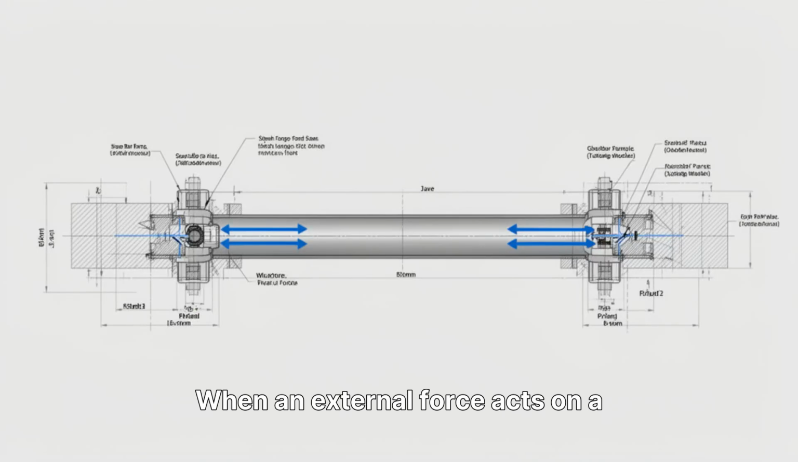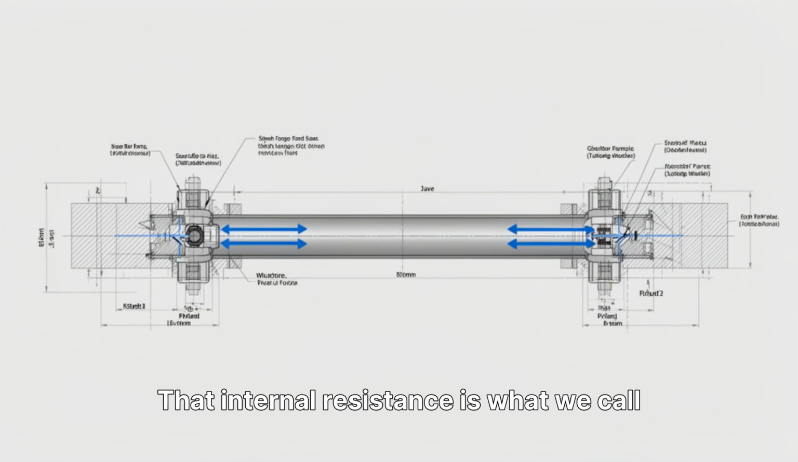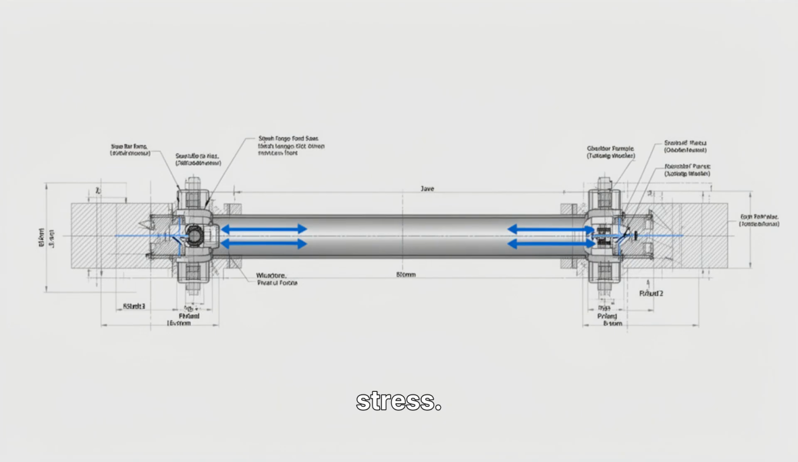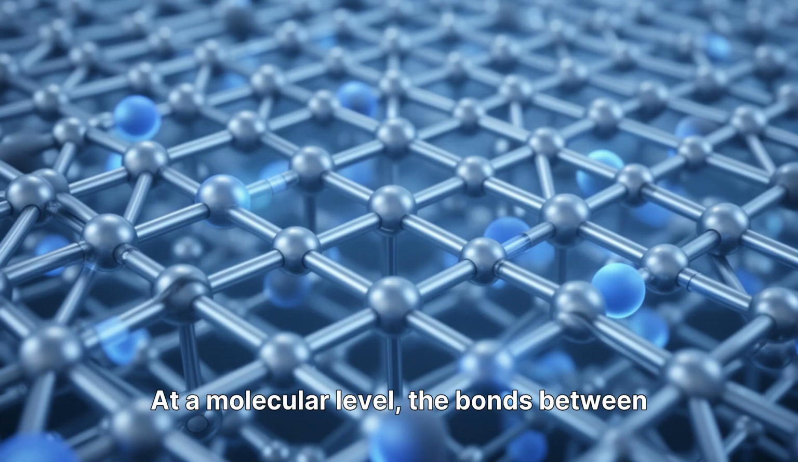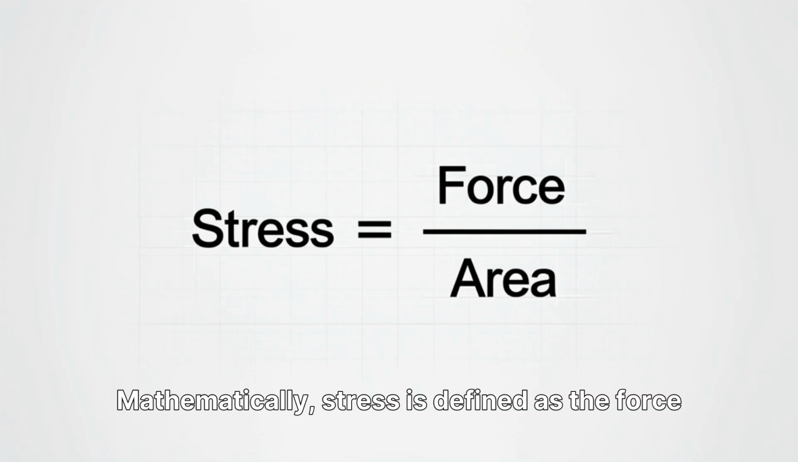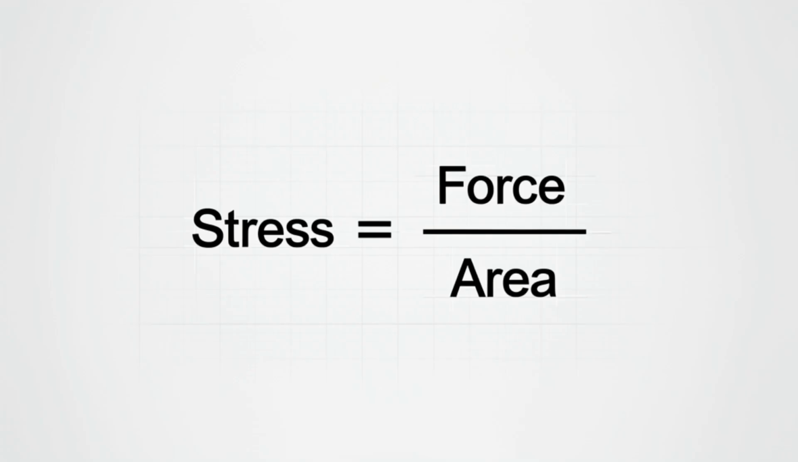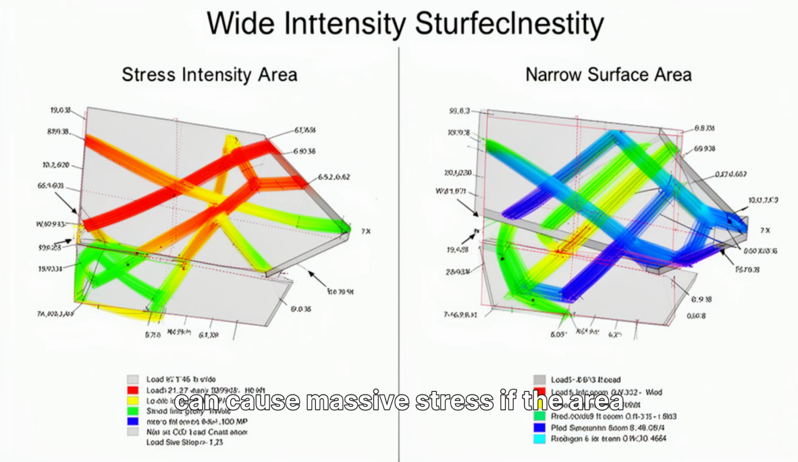When an external force acts on a material, internal resistance develops inside it. That internal resistance is what we call stress. At a molecular level, the bonds between atoms are fighting to keep the material together, pushing back against the applied load. Mathematically, stress is defined as the force applied per unit area of the material. It is a measure of internal intensity. This means that even a small force can cause massive stress if the area it acts upon is sufficiently small.